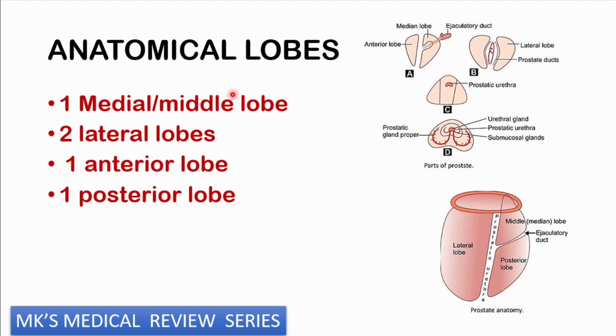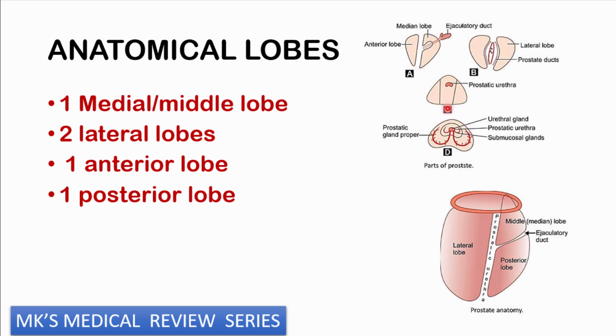Speaking of the anatomical lobes, you have one median or medial lobe, or one middle lobe. You have 2 lateral lobes. You have 1 anterior lobe and you have 1 posterior lobe. So here you have your anterior lobe. Here you have your median lobe, and of course here you have your ejaculatory duct. You have your lateral lobes here. You have of course your prostatic ducts over there. You have the urethra over there.